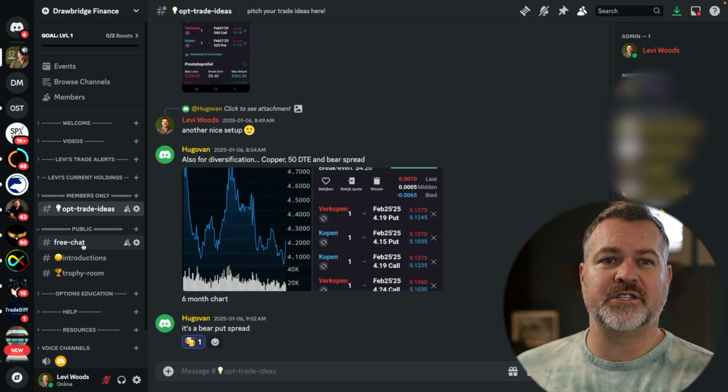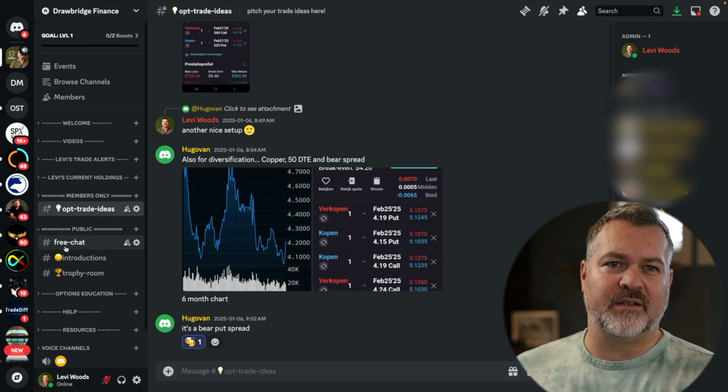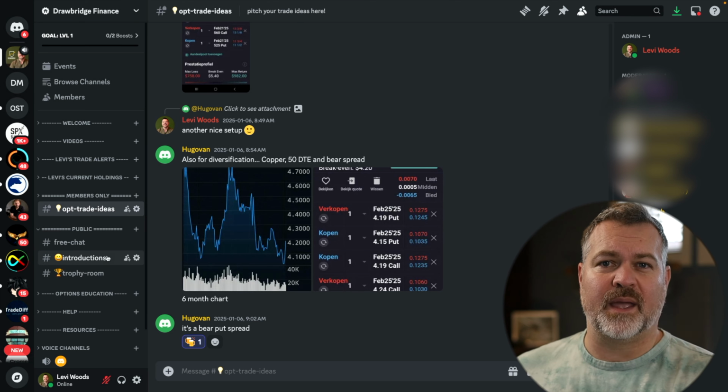If you have a question about one of the specific trades that I have on, this is definitely not the place to do it. Make sure if you're a member, stick to the members only area. This is really for people that don't have access. I will check this when I can, but it is definitely not a priority because this is not a paid area of my Discord server.